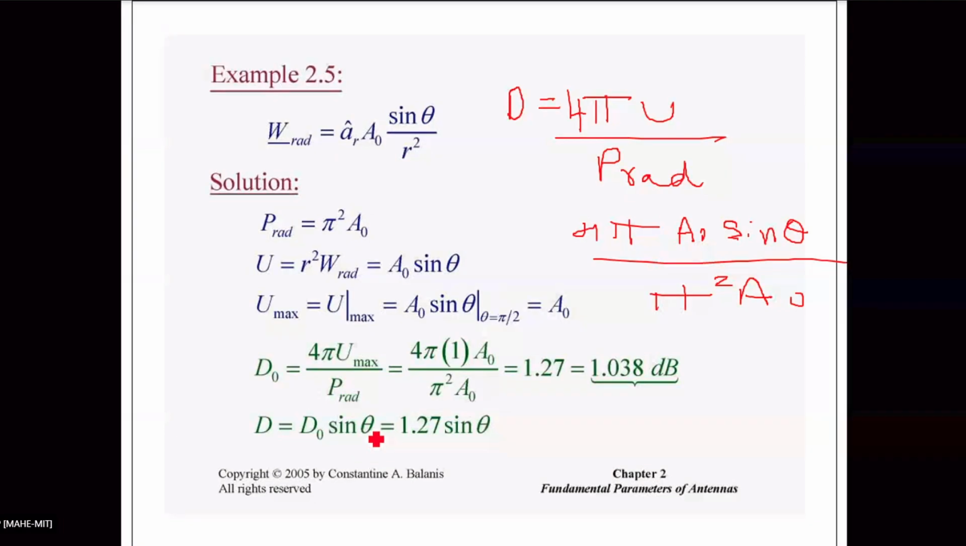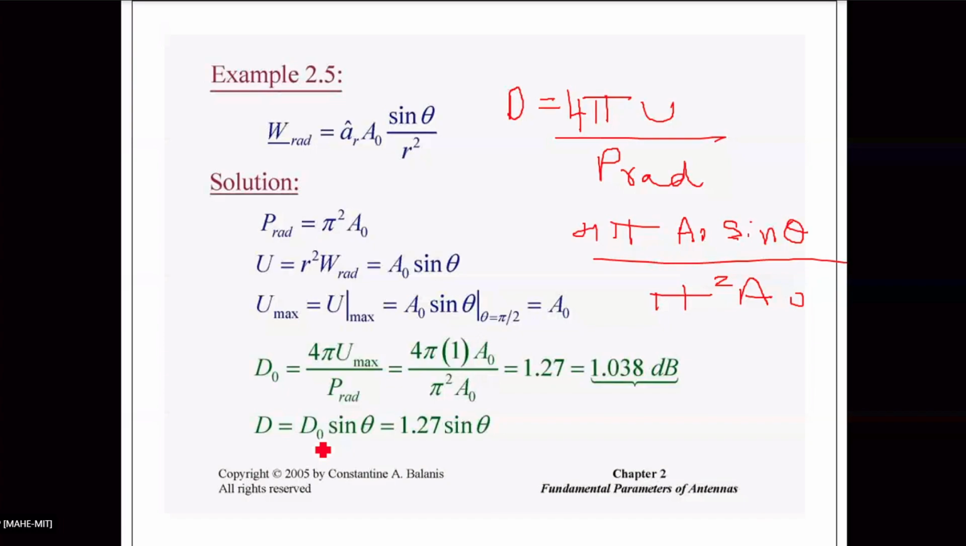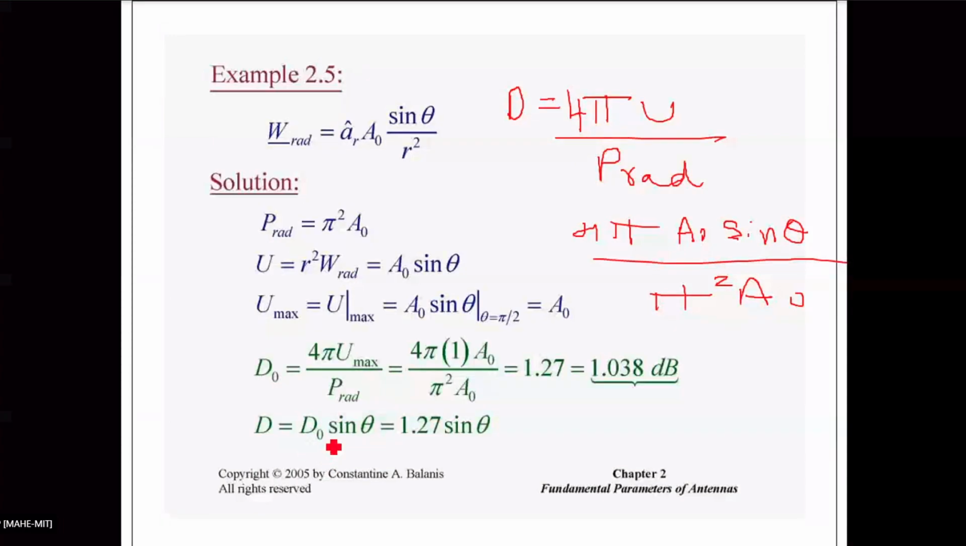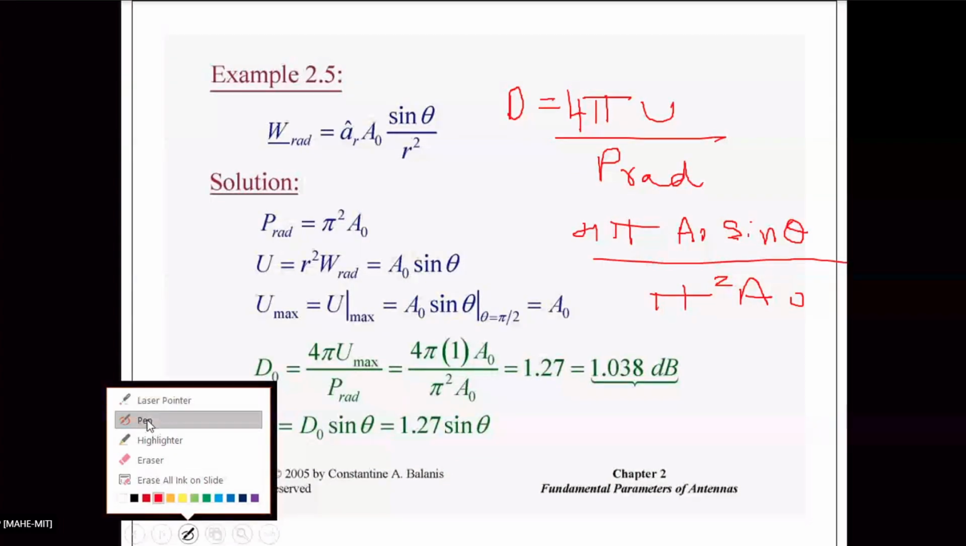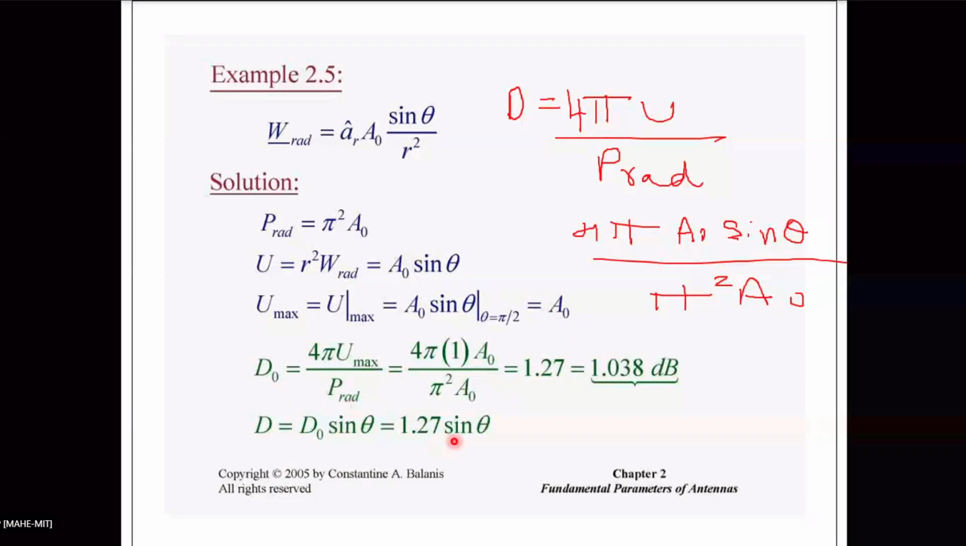When do you get D naught? When sin theta is equal to 90 degrees, this value becomes 1 and you get D naught, the maximum value of directive gain. It's called directive gain. So D naught is called directivity and D is called directive gain. So D is D naught sin theta from this expression, so it is 1.27 sin theta. D naught is 1.27 here.